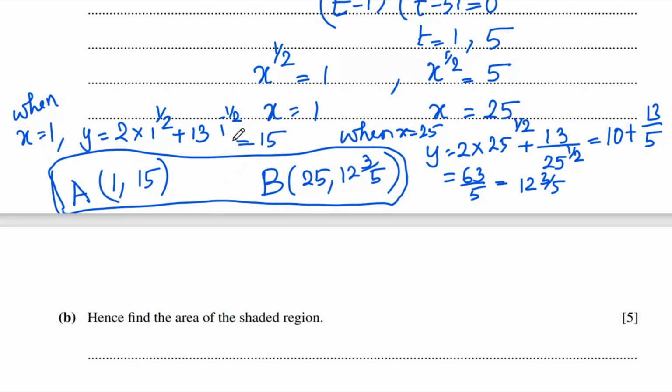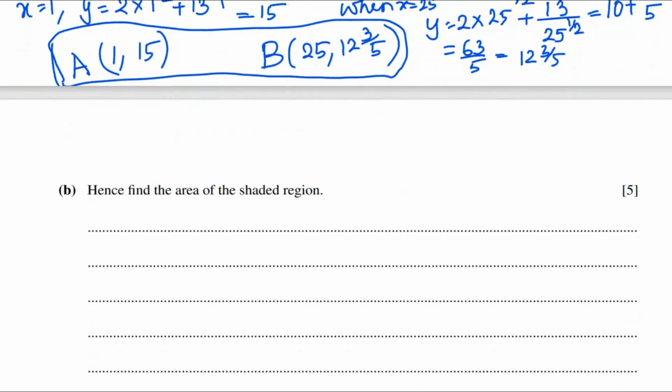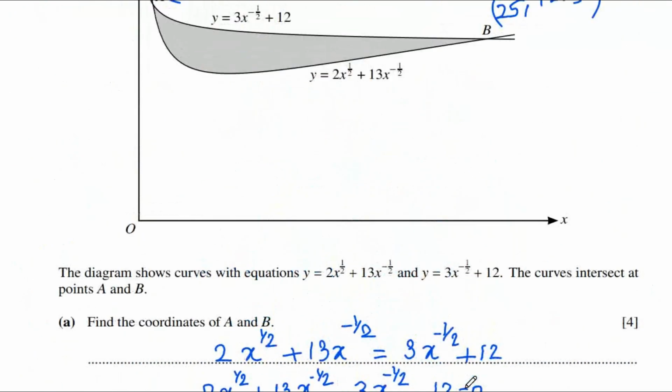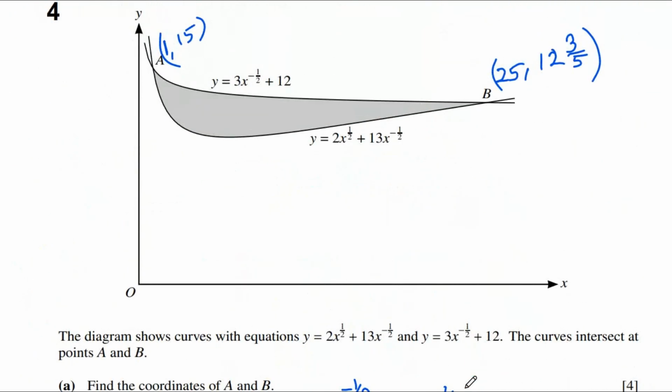Next, find the area of the shaded region is the next part of the question. So to find the area of the shaded region, we need to take the limits as 1 to 25, and the area under the upper curve minus the area under the lower curve.